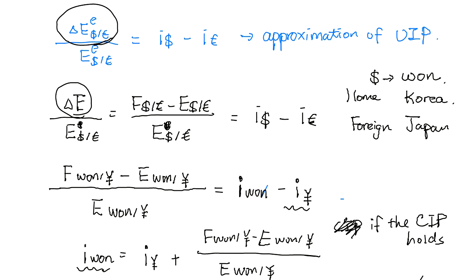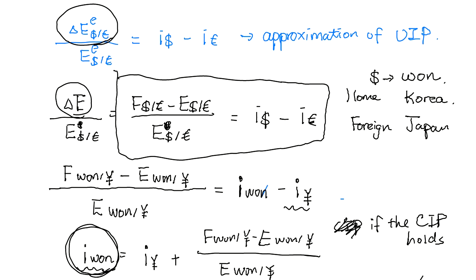Okay, so this will be your return in Korea. The context of the question is we are looking at Korean investors. So Korea is supposed to be the domestic country and Japan is supposed to be the foreign country. Right? So everything remains the same. You just need to apply this formula into this context. And then you just compare the information that the question gives you and the one that you calculate. If those two returns are the same, the CIP is supposed to hold. If they are not the same, the CIP is supposed to fail.